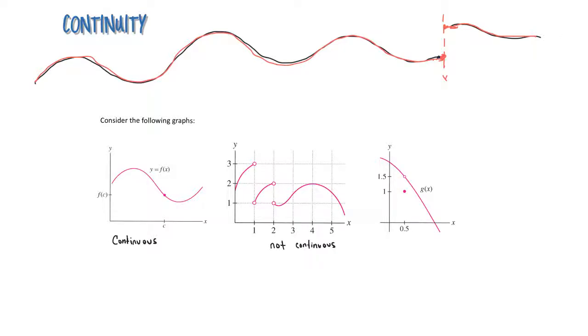The more efficient way of saying not continuous is to say discontinuous. Discontinuous means that a function is not continuous. And this one right here is also discontinuous. So, not a bad definition, even though it's not a formal definition.